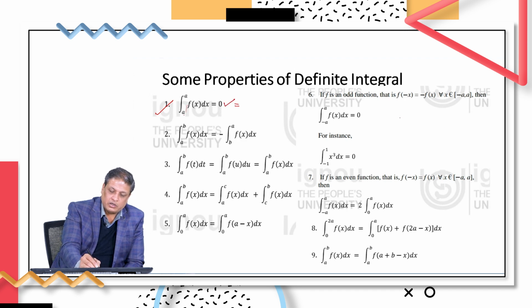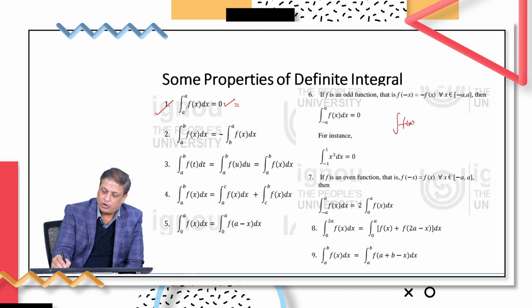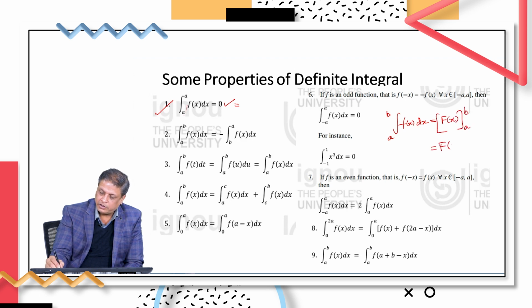Obviously, because we know that the integral of f(x) dx in the limit a to b is equal to F(x) defined in the interval a to b, and this turns out to be F(b) minus F(a). And if b is equal to a, then it will turn out to be F(a) minus F(a), and this is nothing but 0.